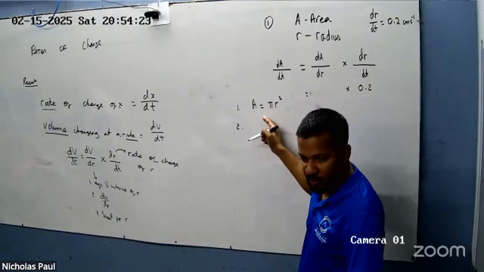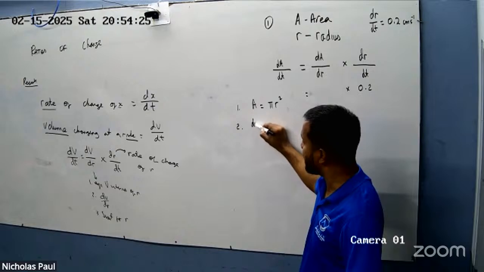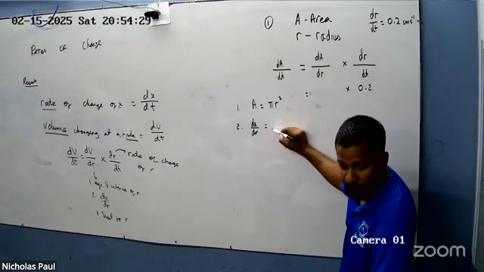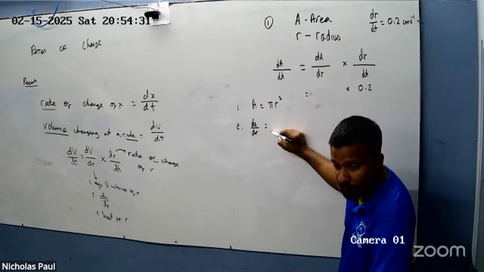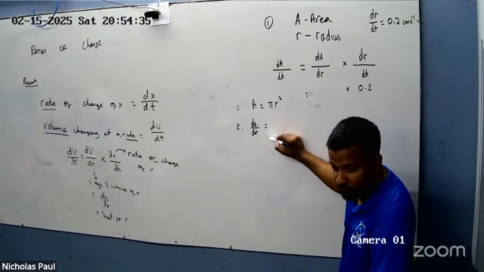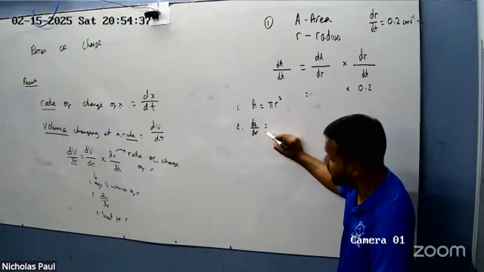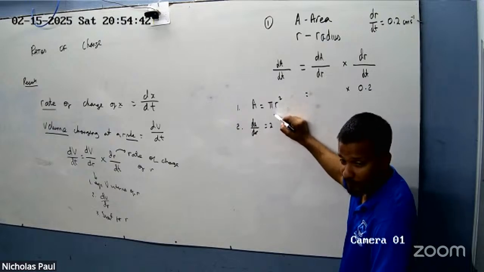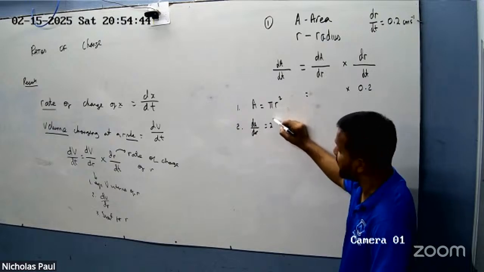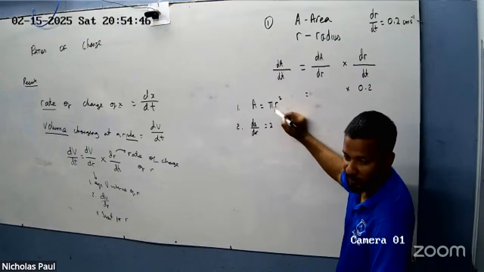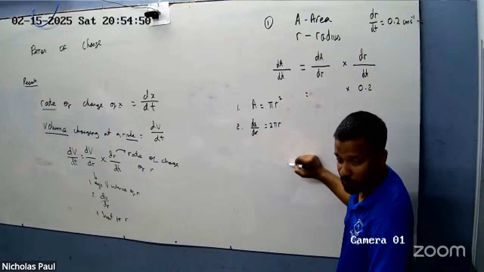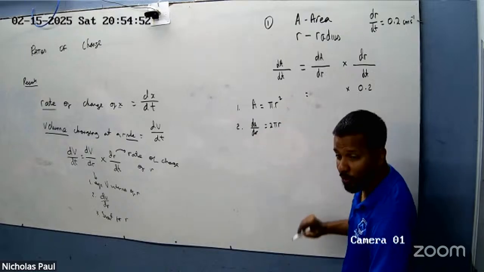And differentiate that. Differentiate A with respect to R. What do you get? Pi is a constant, so you bring the 2 in front: 2 pi R.